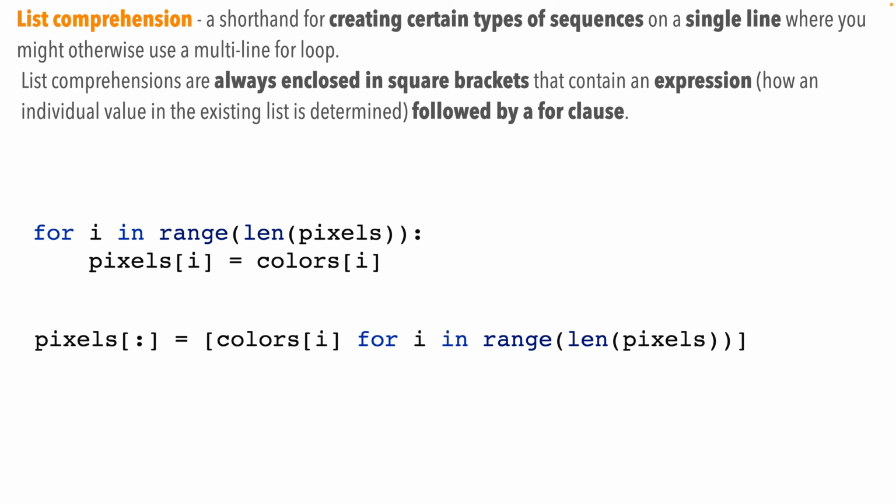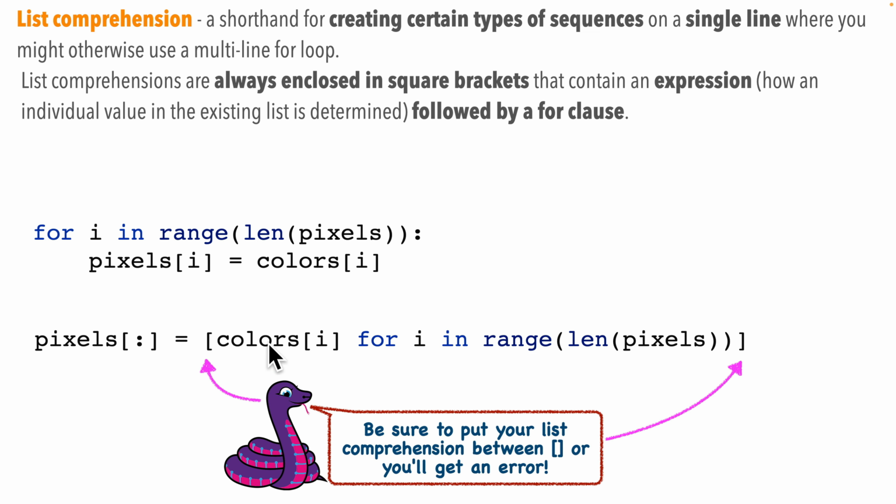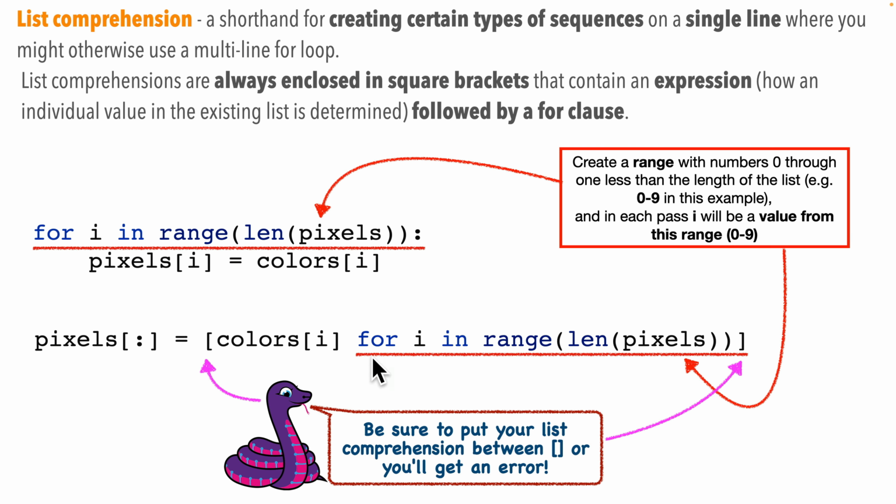But here's the scoop on list comprehensions. List comprehensions always have the code on the right of the equal sign enclosed entirely in square brackets. Forget those square brackets and your list comprehension won't work. There's also a for clause inside, and in this case we're going to iterate through a range from 0 to 9, and we've calculated this using the length function, exactly the same as we did in our old for loop. And just before this for clause, but just after the opening square bracket, is our expression.